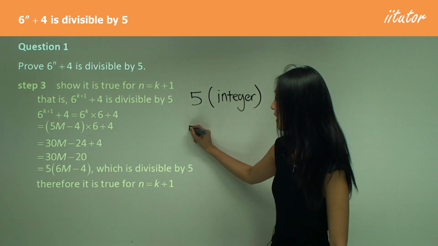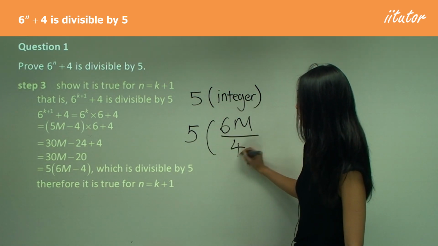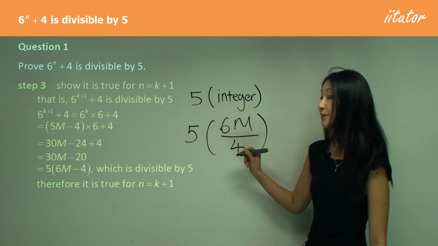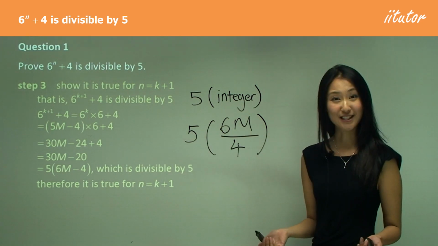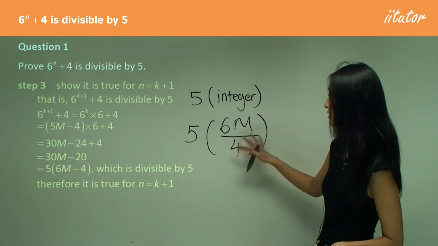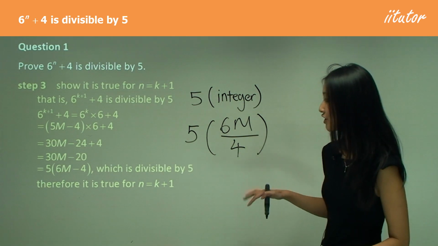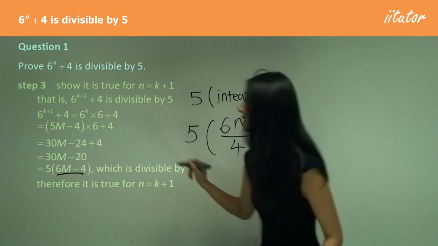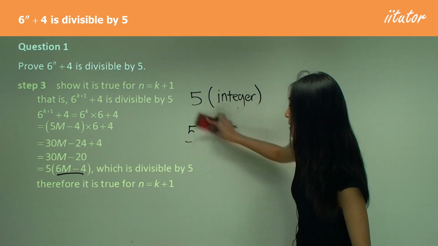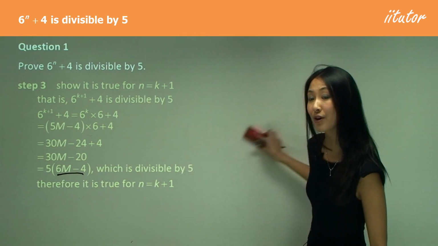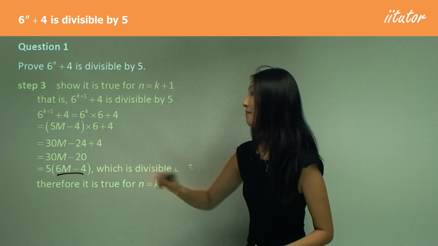Because imagine if I had 5 times 6m divided by 4. Now, if this is a fraction, like 0.2 for example, and you multiply that by 5, that number's not going to be divisible by 5, is it? Because essentially what you would have is 5 on 4 out here. So remember, you always have to check that what's in the bracket is definitely an integer. And you can see that because it's 6 times m, and m we made into an integer originally, minus 4, and there's no fractions or decimal places, then that must be an integer.